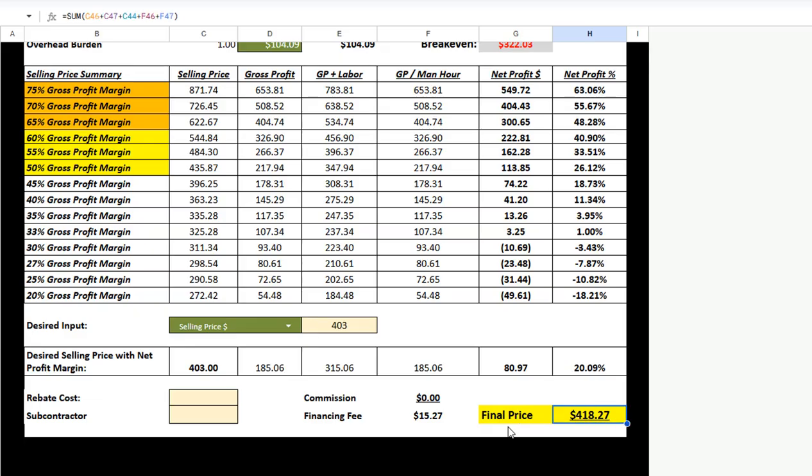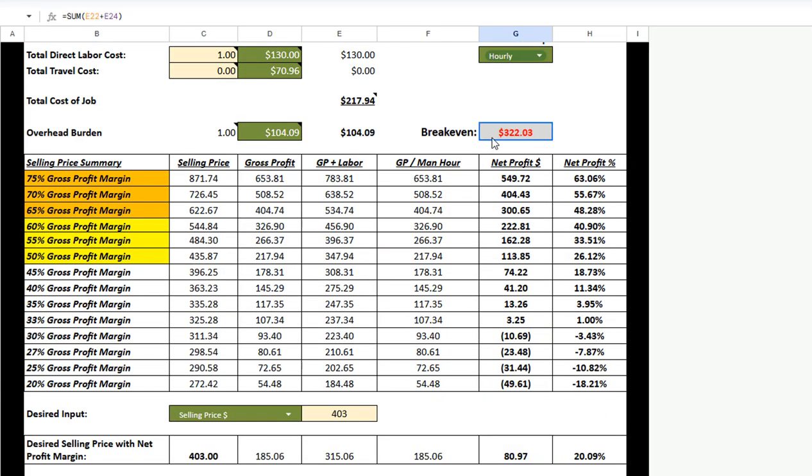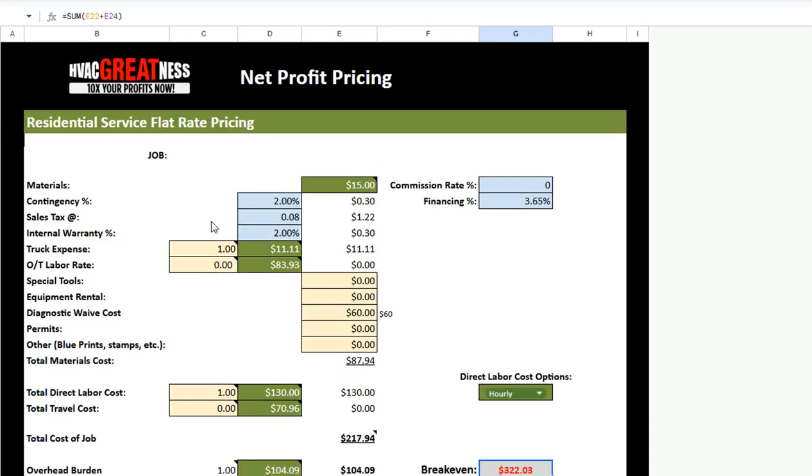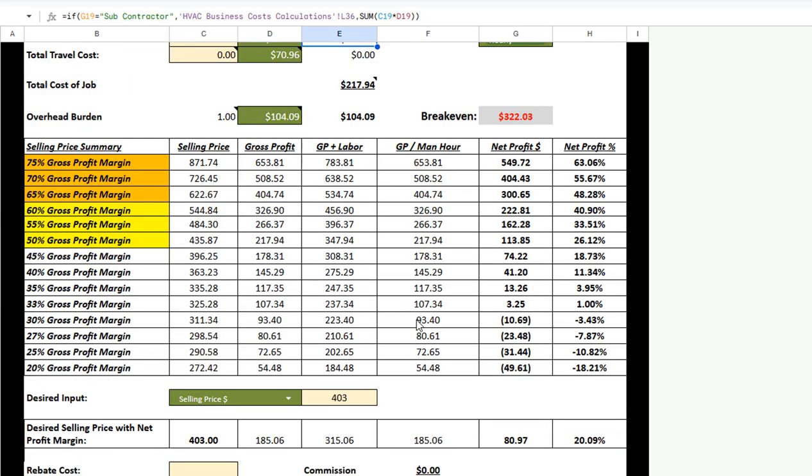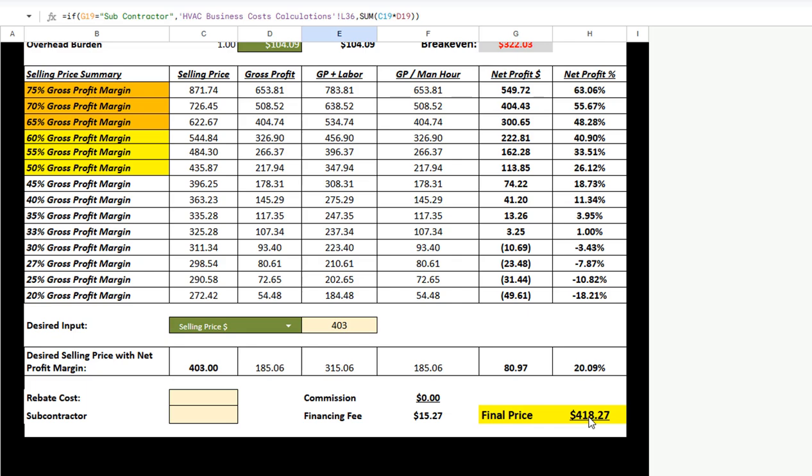All right. So I need $418 minus the credit card fees. I make $403, net profit of $81. Okay. Because your break even up here is going to take into account the sales tax on the part, a little bit of contingency, your truck expense, the 1 hour's labor cost. I'm paying this full-time hourly. That's why this is a little high. I'll explain that later. But my point is I need $418 out of that repair to get me my 20%.